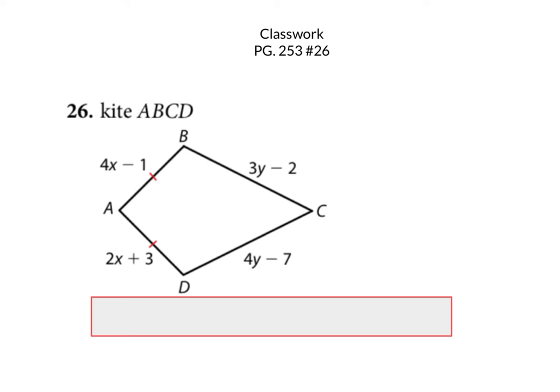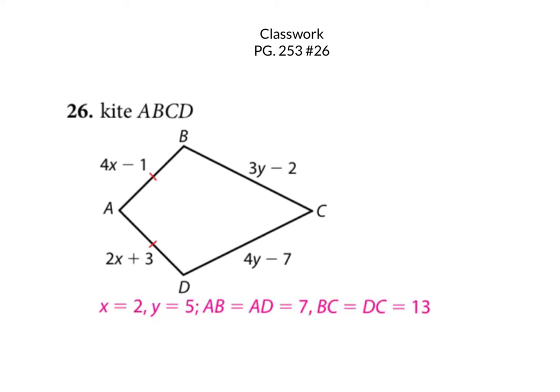So you should have the x and y variable as well as the lengths of each side. Your 4x minus 1 should have equaled your 2x plus 3. And then the 3y minus 2 should equal the 4y minus 7. You should have gotten 2 for x, 5 for y. Both AB and AD were both 7. BC and DC were both 13.